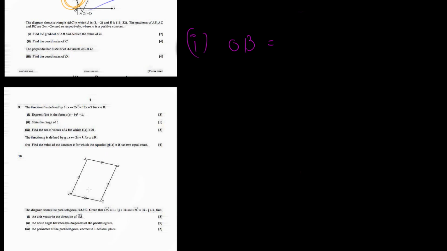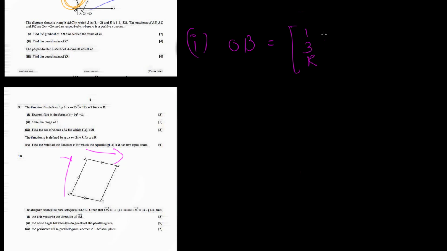If this is a parallelogram, OA is equal to... In this situation, if I want to go from O to B, first I need to go from O to A and then from O to C, which is the same as adding O to A and O to C.